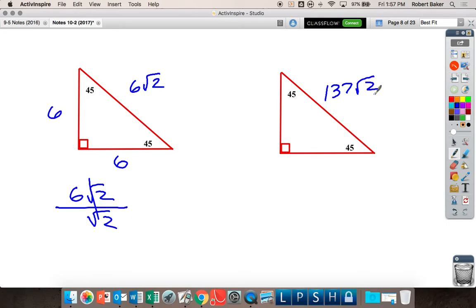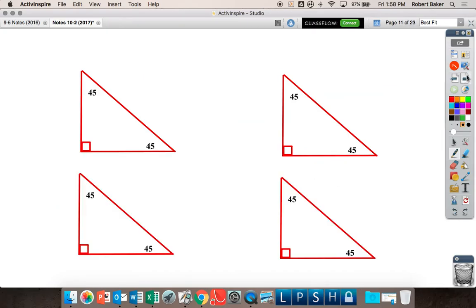If the hypotenuse is 137 square roots of 2, how long is the leg? 137. And this leg? 137. Are y'all kind of picking up what I'm laying down here? So I'm going to give you guys all 4 scenarios. I'm going to put them all on one page, so maybe you want to snap a photo of them when I'm done, you can see it.